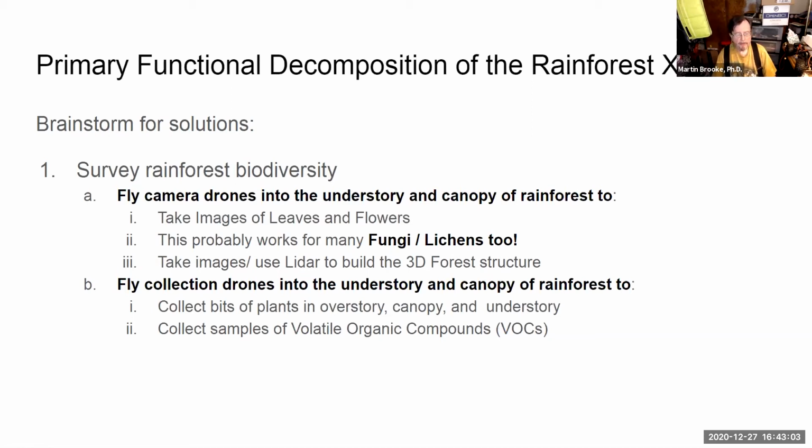To explore with drones, we take photos and videos of plants, fungi, and lichens. This is not too hard to do. We can use the photos to do photogrammetry or LiDAR to directly measure the 3D structure of the forest. This needs some extra software to work. To collect samples, drones need to carry sampling devices. These can be challenging to build, but we've done it before.